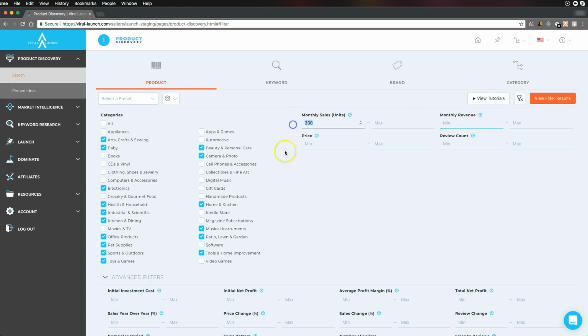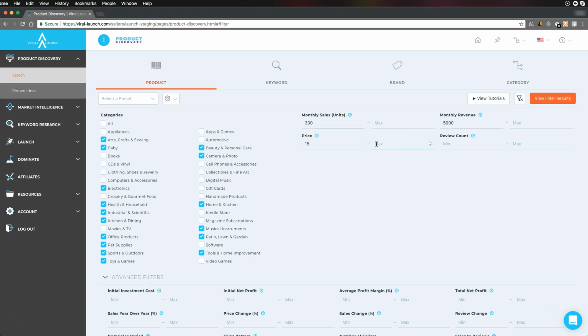So if we're doing about 300 units a month, we want our monthly revenue to be around maybe 5,000, right? That's the minimum. We don't want to look at products below that because we're not going to make any money. So let's do a minimum of about 5,000 and a max, no max again, right? We don't care. Price, I like to look at products that are at least above maybe $15, right?